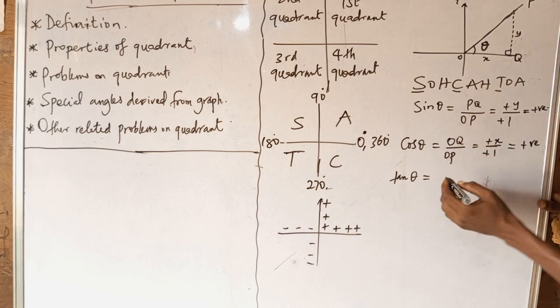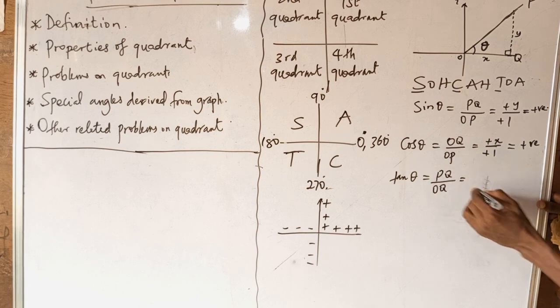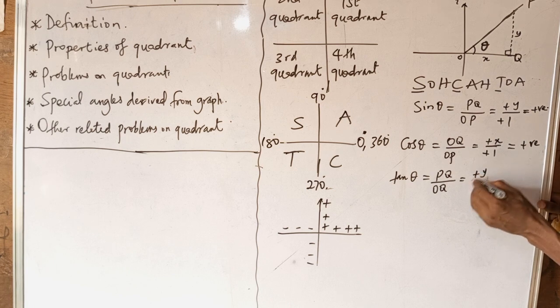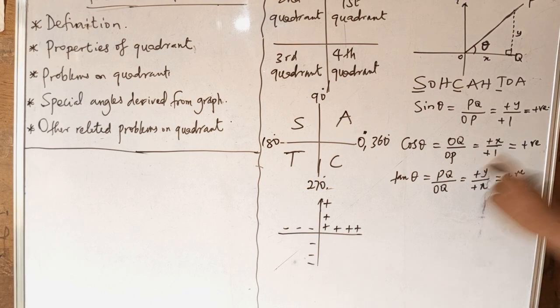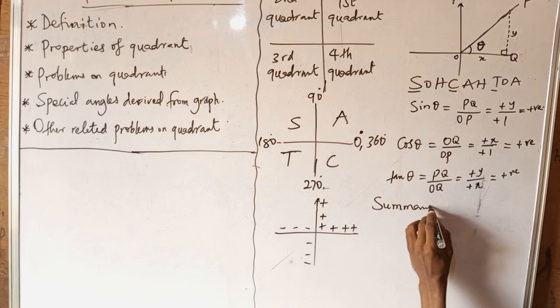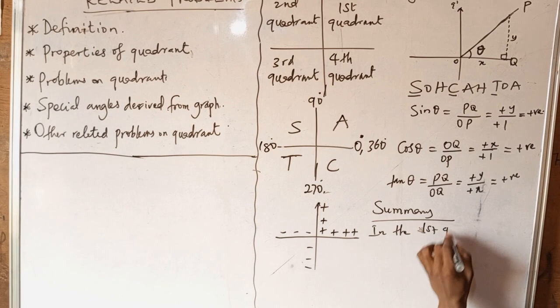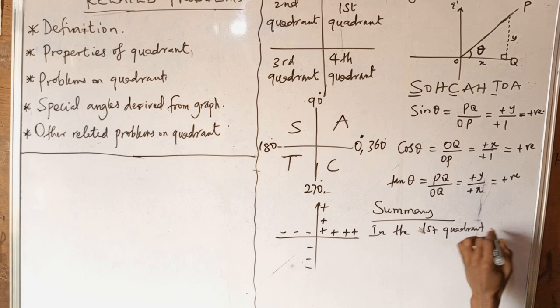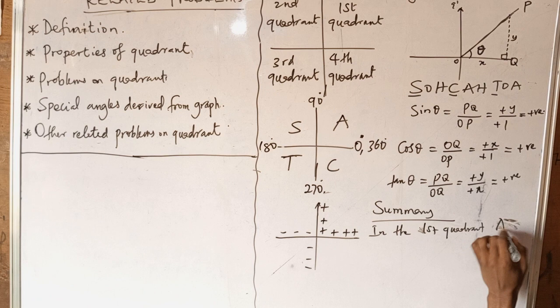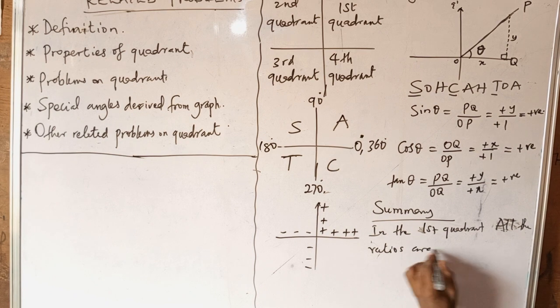Then the third one, I have tan theta. That's opposite over adjacent, that is PQ divided by OQ, which equals plus y over plus x. Plus divided by plus will give us positive. So the summary from what we have here is that in the first quadrant, all the ratios are positive.